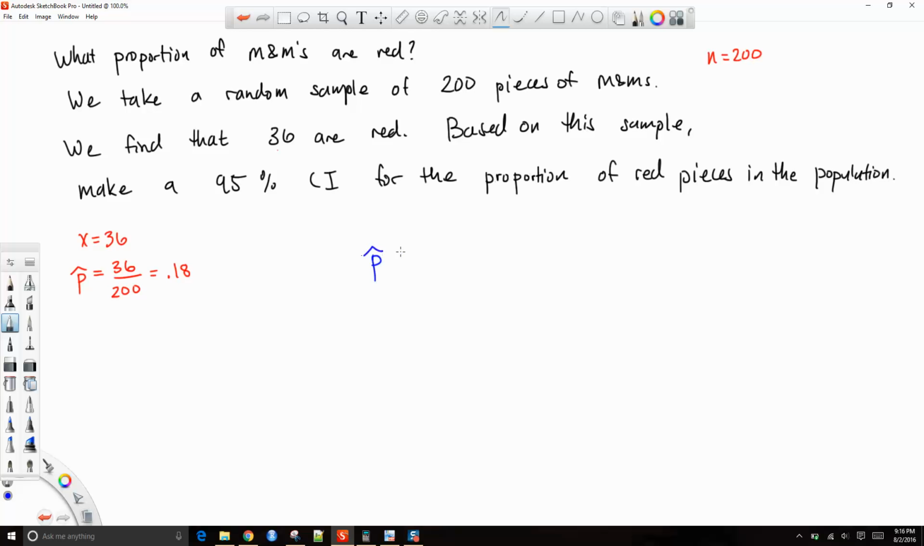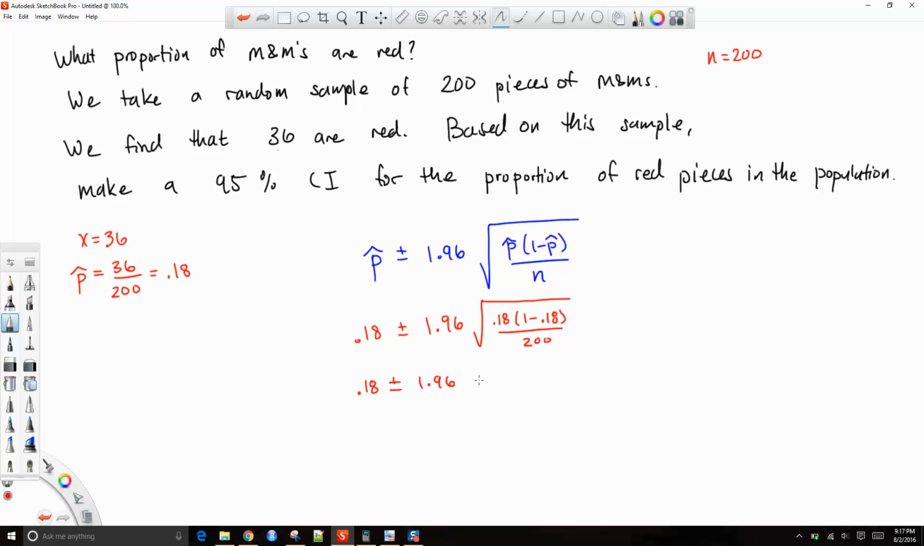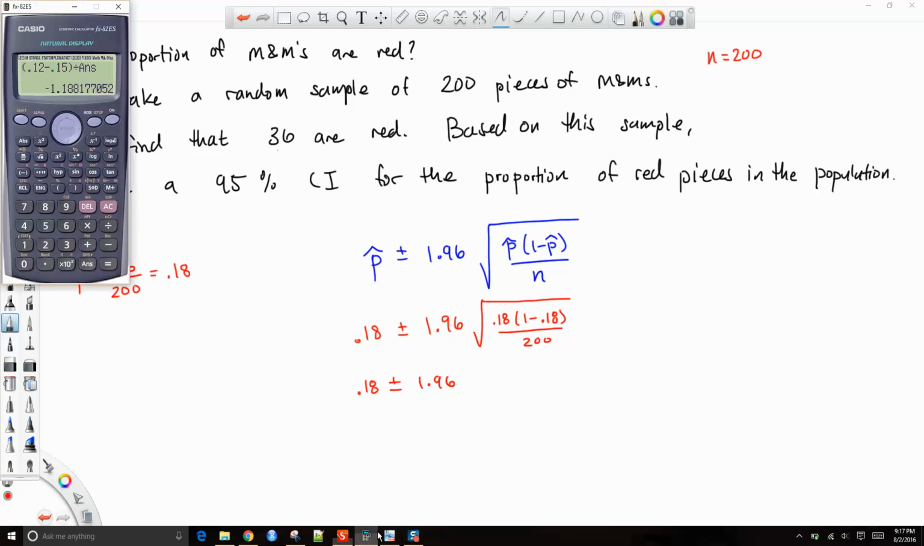So we've got p hat plus or minus 1.96 times the square root of p hat times 1 minus p hat over n. I'm just going to plug in the values that we have. We have 0.18 plus or minus 1.96 times the square root of 0.18 times 1 minus 0.18 divided by 200. I'm going to go ahead and solve for the standard error here.